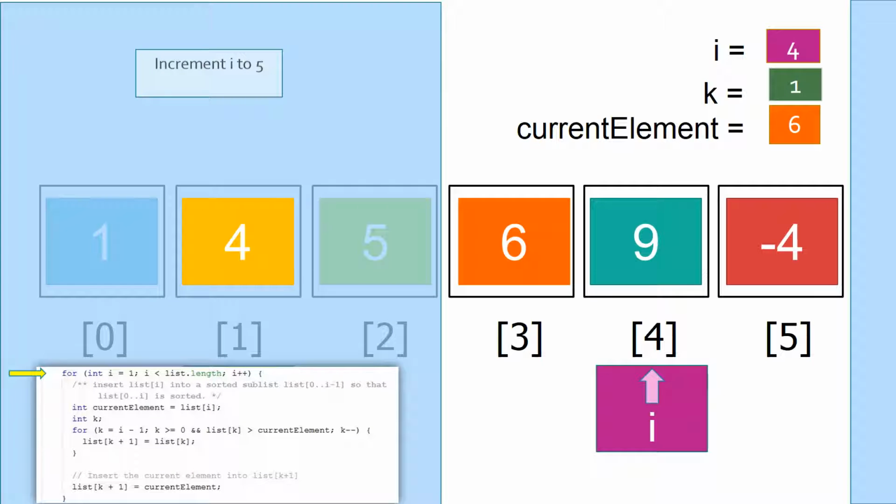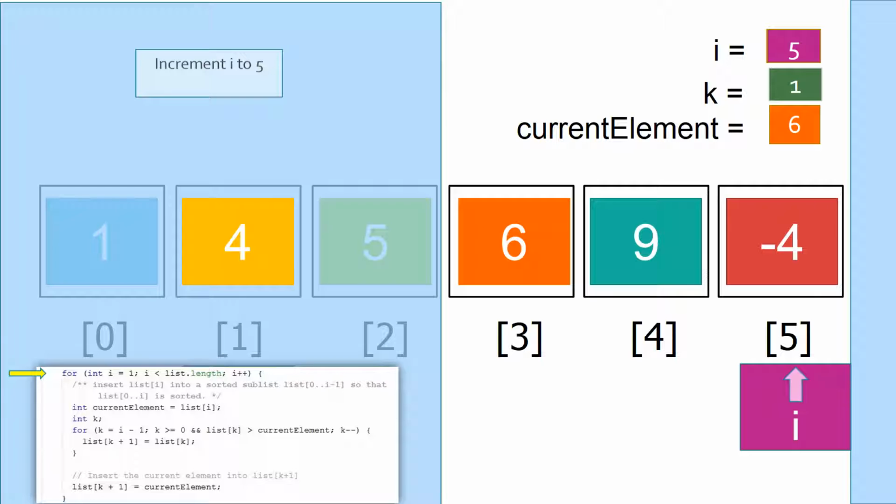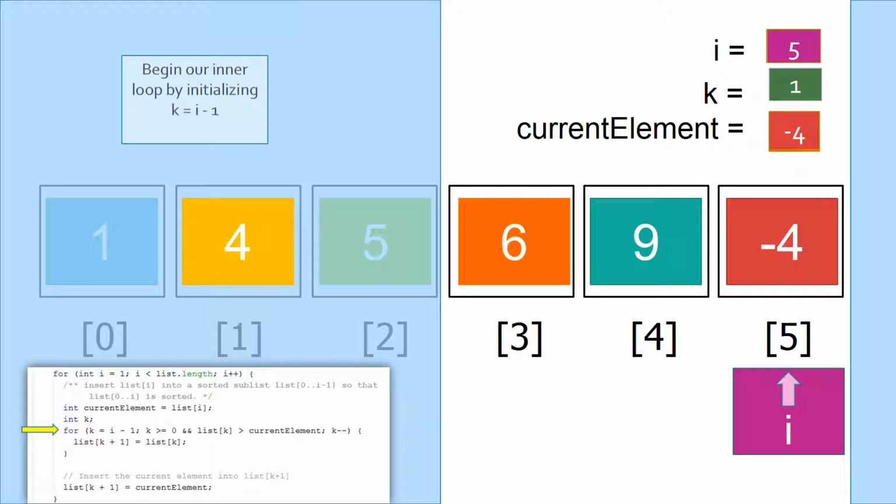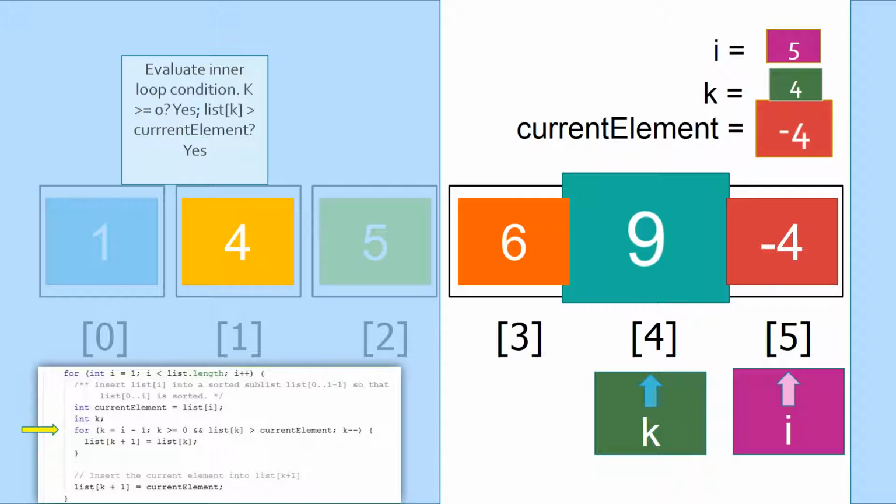So in our for loop, we're going to increment I. It's still less than the length of our array, so we'll execute. We're going to update the data in current element to be equal to the data at this position of I. We're going to go into our k loop, our inner loop, and initialize k to begin at I minus 1. We're going to evaluate our condition. K is greater than or equal to 0, yes. Is the data at this position k greater than our current element?